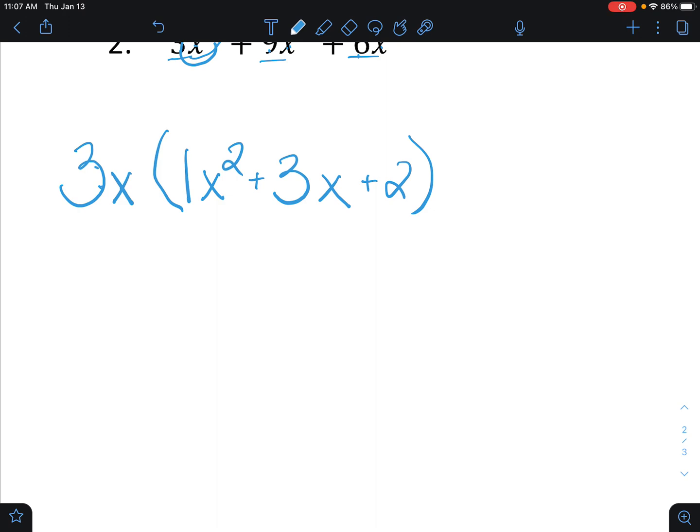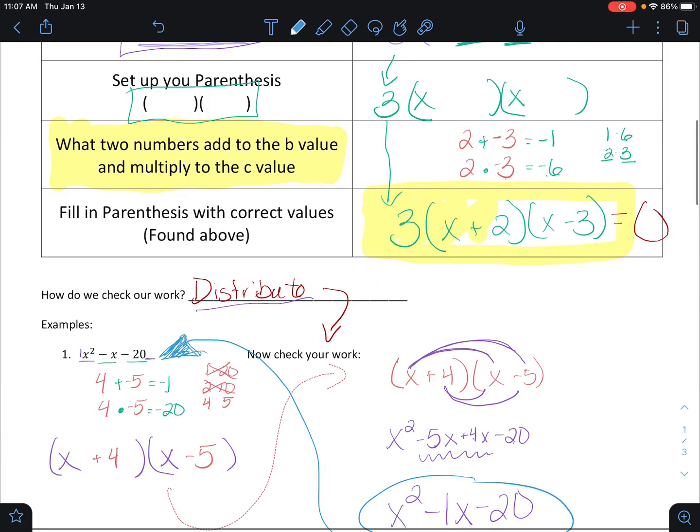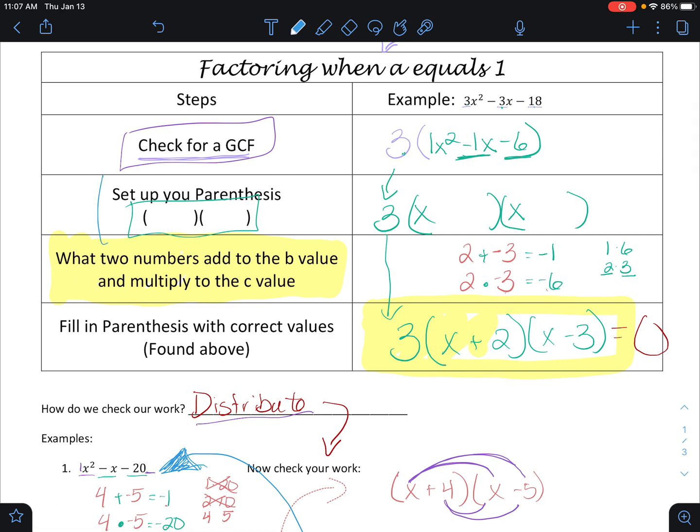So from here, I move on to step number 2, which if you look on the other side of your notes, we're going to be setting up our parentheses and then finding our magic numbers.